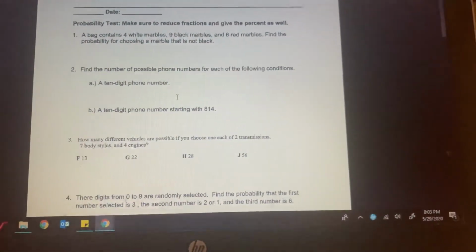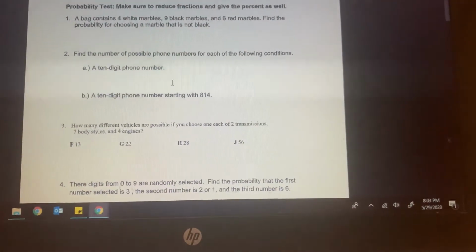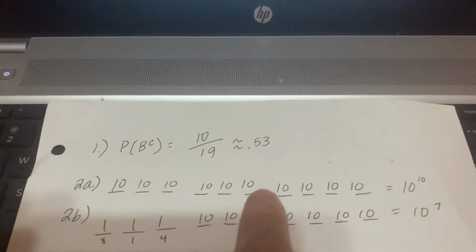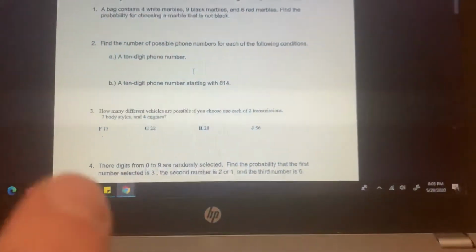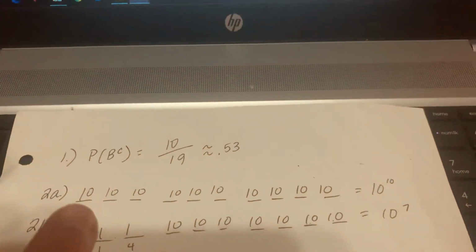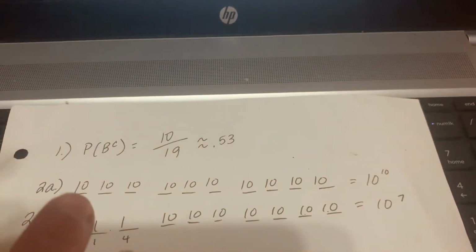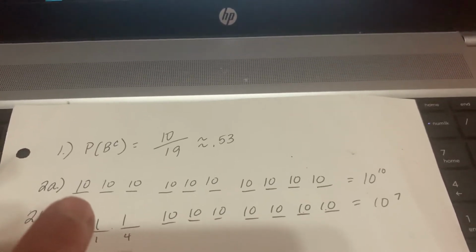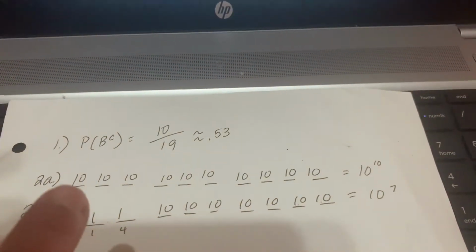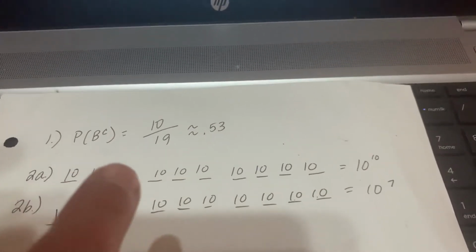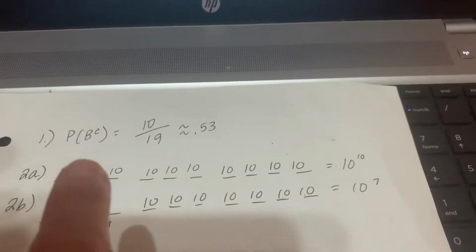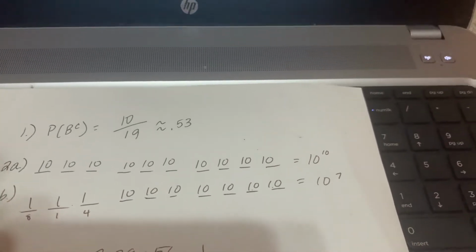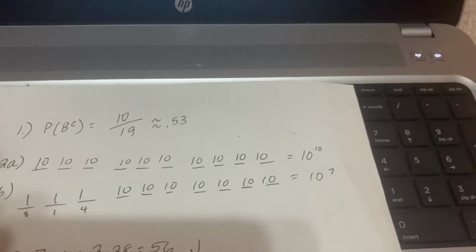Number 2 is find the number of possible phone numbers for each of the following conditions. A 10-digit phone number, 1, 2, 3, 4, 5, 6, 7, 8, 9, 10. You have 10 options for that first number. You could have picked 0, 1, 2, 3, 4, 5, 6, 7, 8, or 9. That's 10 options, and you can repeat all the numbers. So 10 options for each space for a phone number. So that's 10 to the 10th. And that would have been your answer, so 10 zeros.